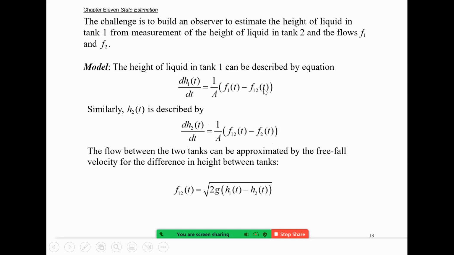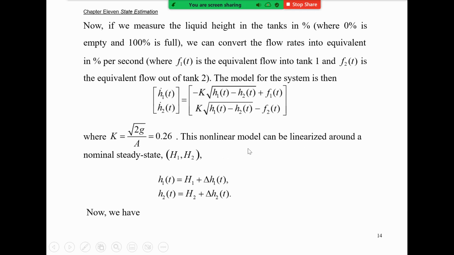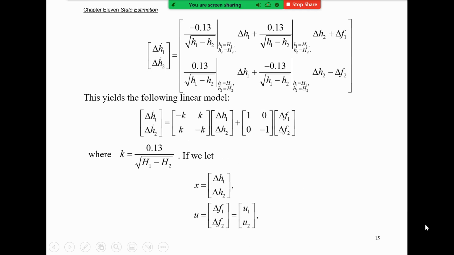Of course, then how about F12? From fluid mechanics, there is a formula describing F12. It is related to the difference of the water levels. And then, of course, we need to use our linear model, so we will do some linearization. I will skip the details.